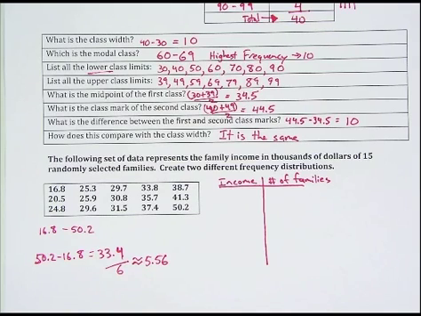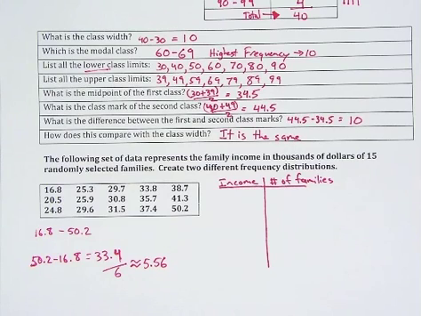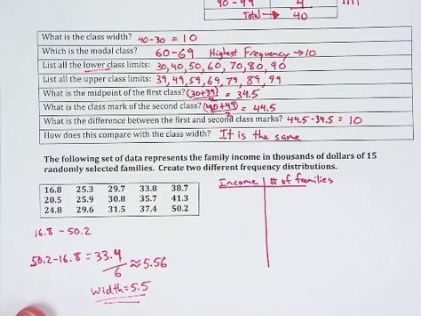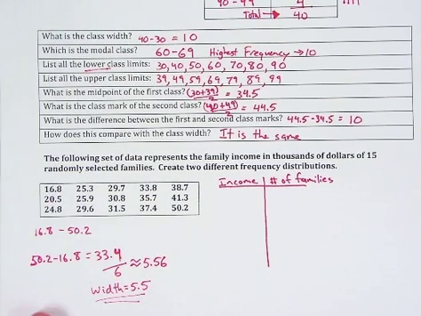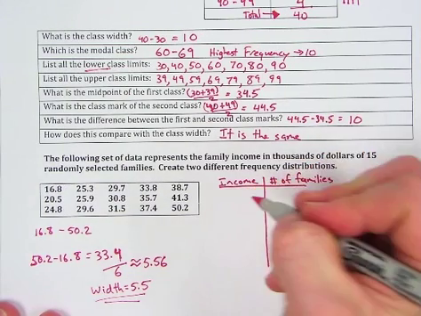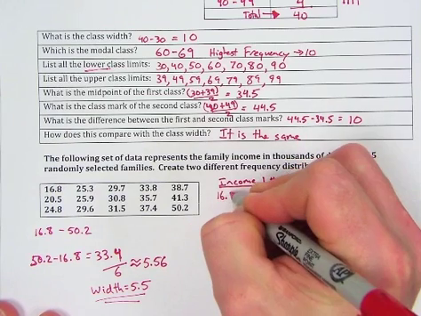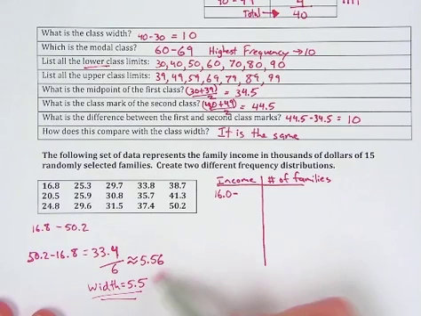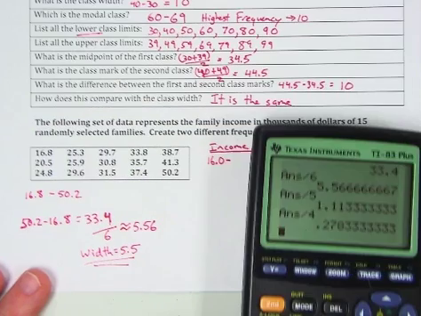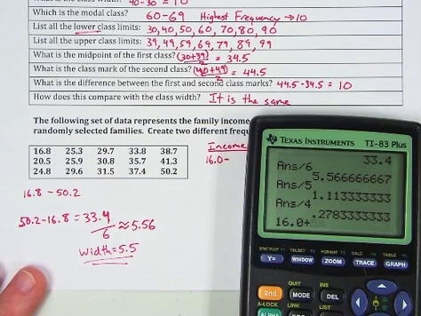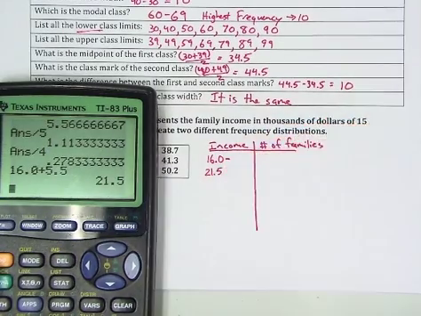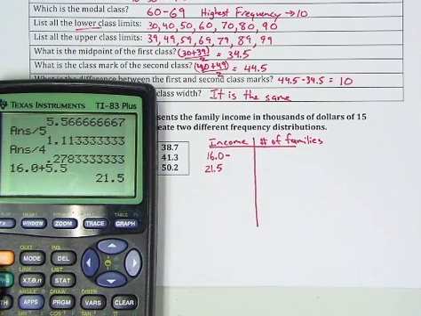So why don't we just pick 5.5? Why not? Now we just need to start somewhere before 16.8. Why don't we just start at 16.0? Now if we know our class width is 5.5, the easiest way to do this is just to go ahead and add 5.5 to your lower limit. So we're going to do this right here, and we get 21.5. And all we have to do here is keep adding that 5.5.